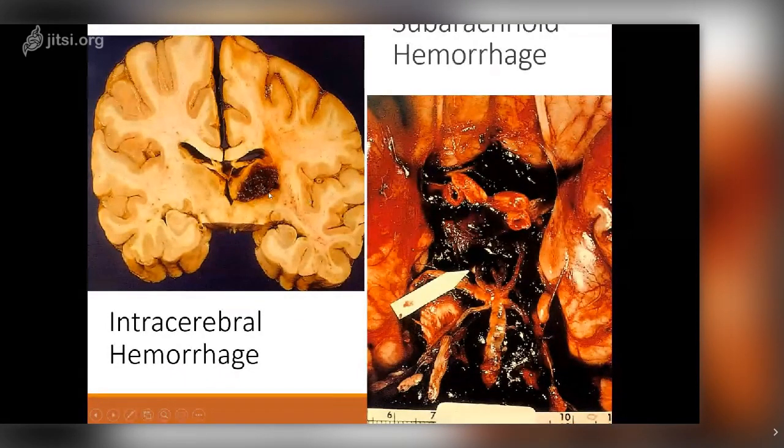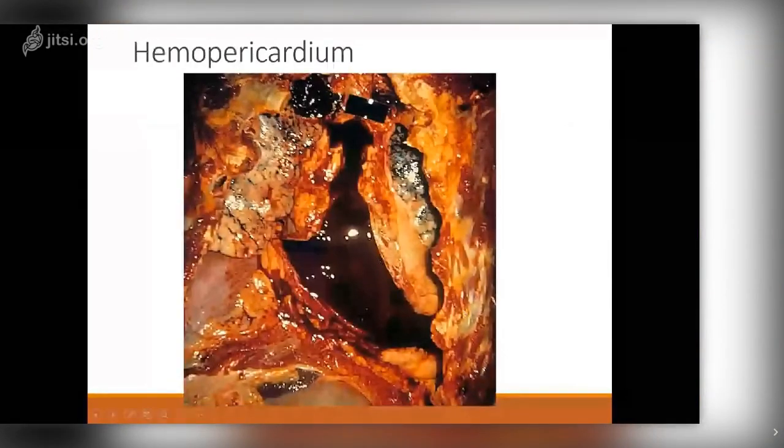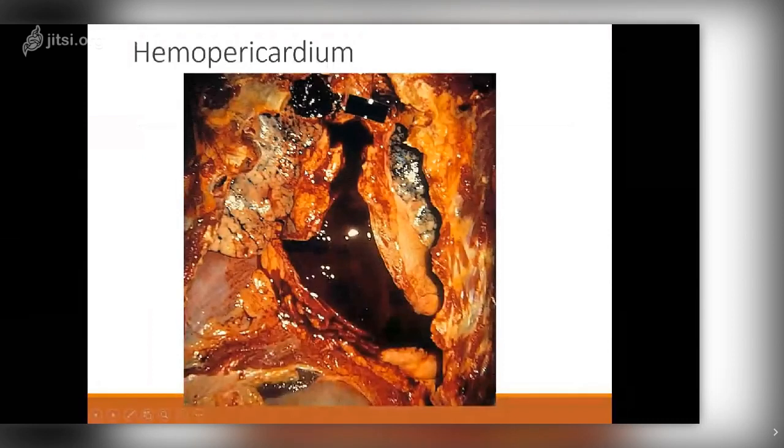You see a cavity that is filled with blood clot. Also here you see subarachnoid hemorrhage. You see the basis of the brain with deposition of blood clots. Of course, such hemorrhages are very dangerous as they involve vital organs and may be the death by itself. As well as hemopericardium, where we can recognize in the pericardium a blood clot that compresses the heart from the periphery, causing cardiac tamponade.